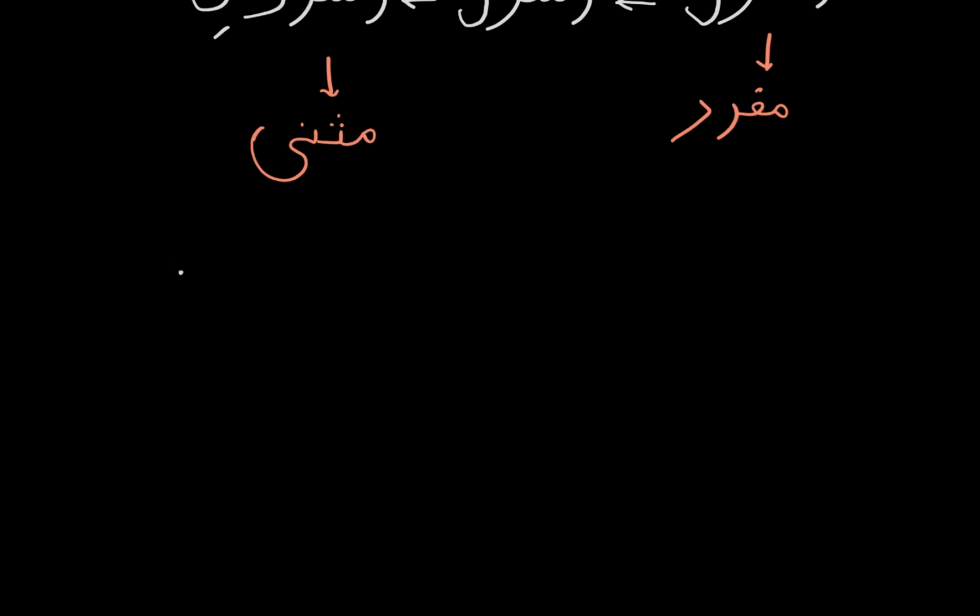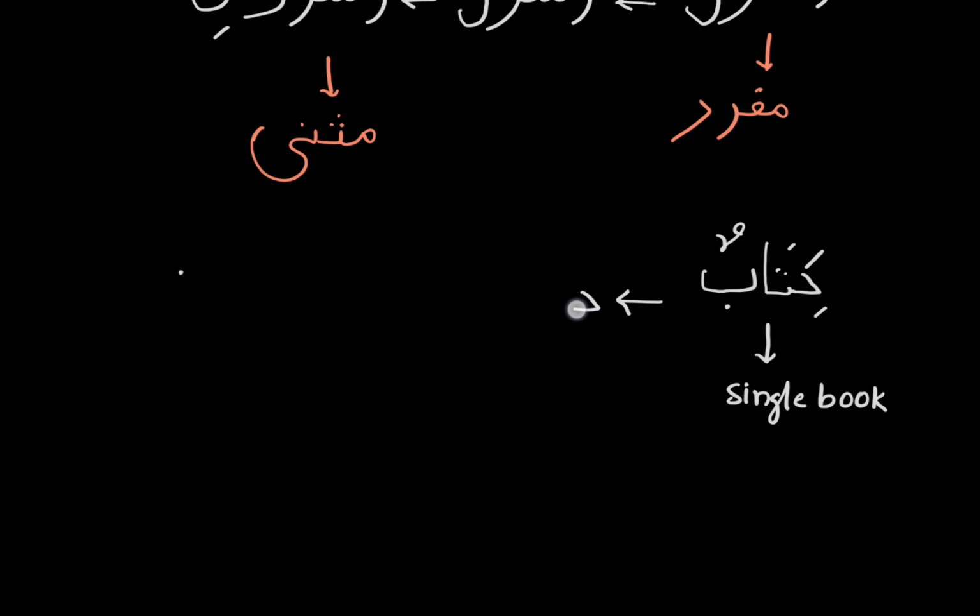Similarly, we will take a second example, that is kitabun. Kitabun is a singular noun, a single book. It is a mufrad. Now what you have to do? From the last letter we need to remove the tanween, so kitabun becomes kitaba. Then add alif noon with a kasra at the end. It becomes kitabani.